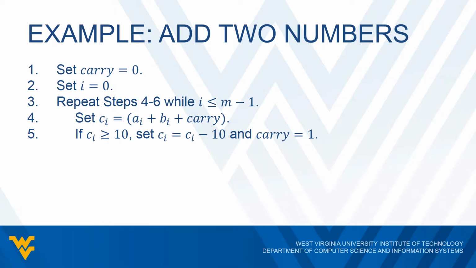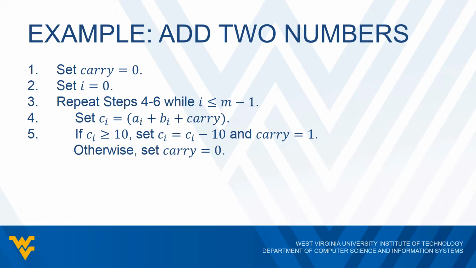So what we'll do is we'll take Ci and subtract it by 10. So for example, let's say we have 12 as our result for Ci. So when we subtract it by 10, then Ci is going to be 2, and then carry is going to be 1. So this is the equivalent of carrying that 1 over to the next place in our number.